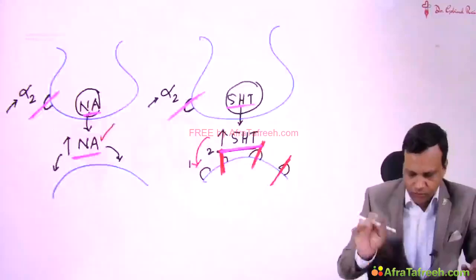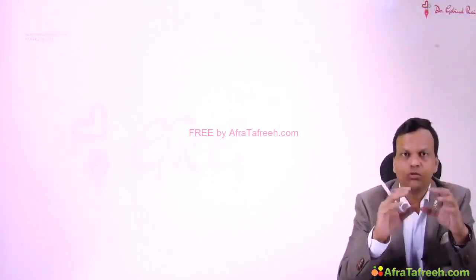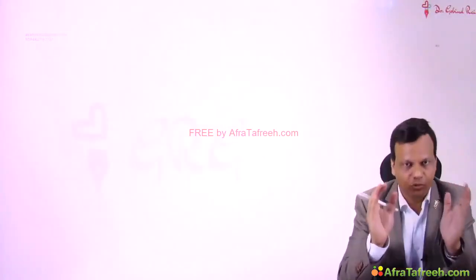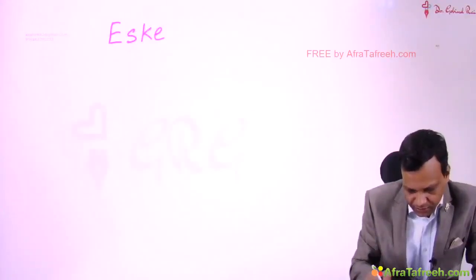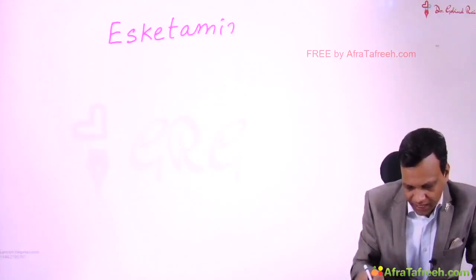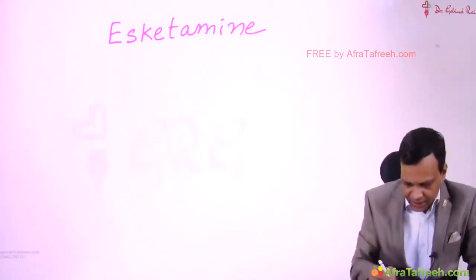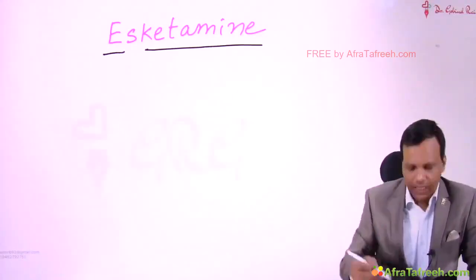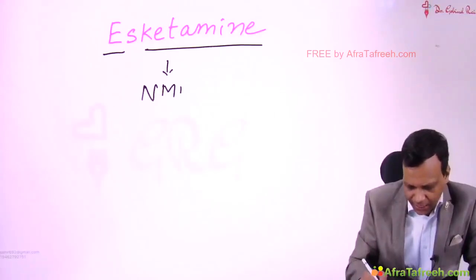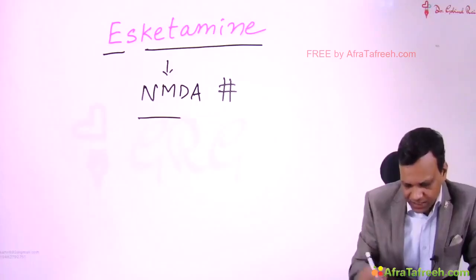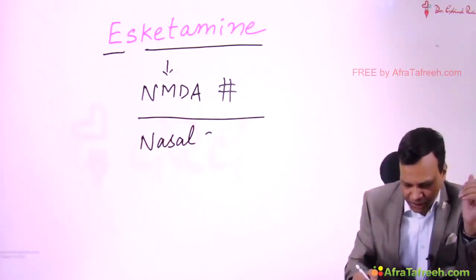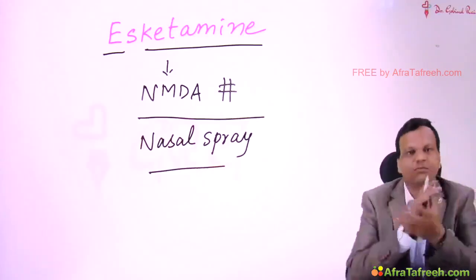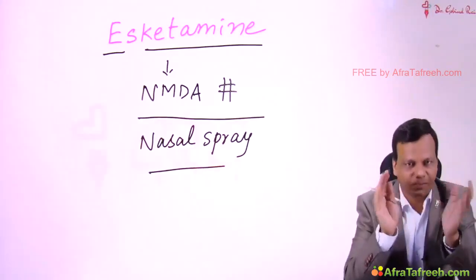Okay. So now we will move to two new antidepressant drugs which have been recently approved. First of them is S-ketamine. As the name tells, it is the S isomer of ketamine. It is assumed to act by blocking the NMDA receptors of glutamate. It is given as a nasal spray for depression. S-ketamine is approved for depression. Clear?